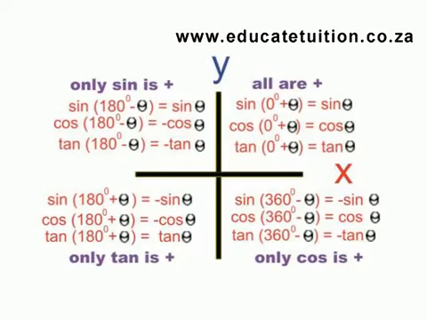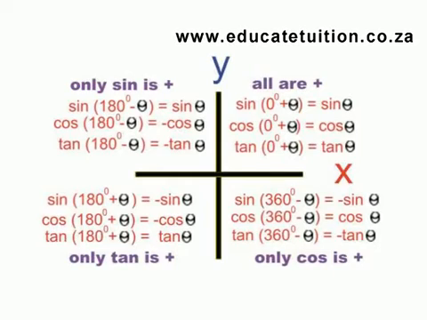The next reduction is a quadrant 3 reduction. That's angles between 180 degrees and 270 degrees. Sine of 180 degrees plus theta is going to equal negative sine theta. Again, that's because in quadrant 3, sine is negative. Cos of 180 degrees plus theta is equal to negative cos theta, and tan of 180 degrees plus theta is equal to tan theta.